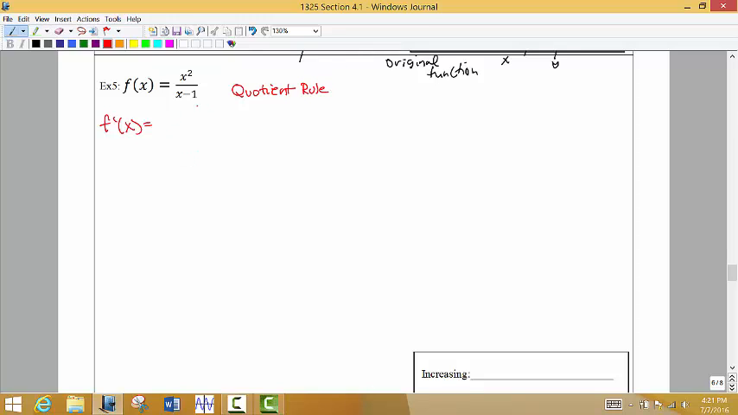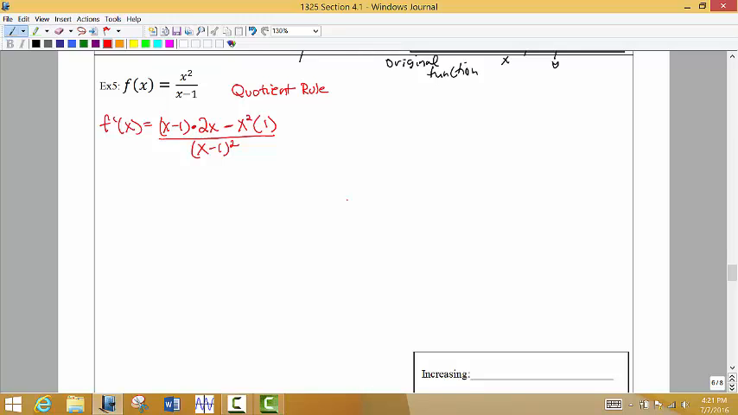And remember what the quotient rule is. It's the denominator as is multiplied times the derivative of the numerator. So that's times 2x minus, and the negative is important there. Now it's minus the numerator as is times the derivative of the denominator. Now, pretty easy here. The derivative of that denominator is 1. All of that over the original denominator, and then I'm going to raise that to the power of 2, so we're going to square it.